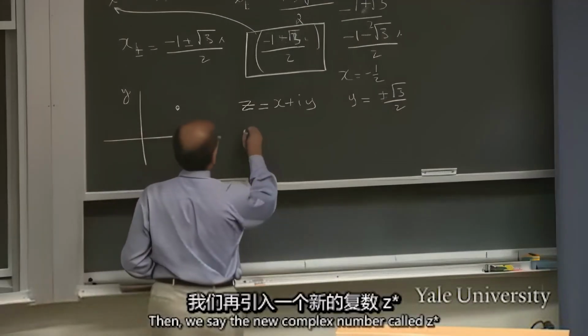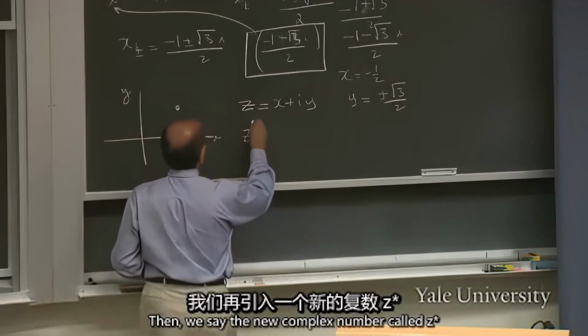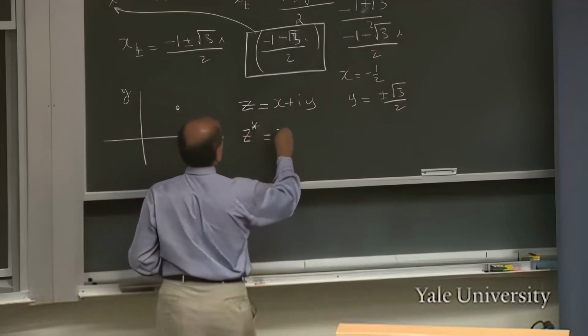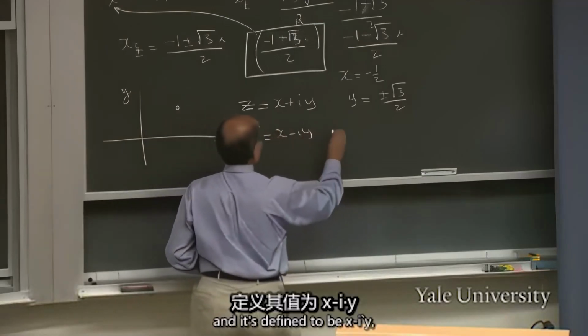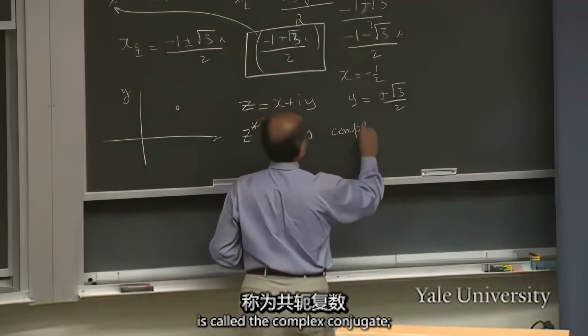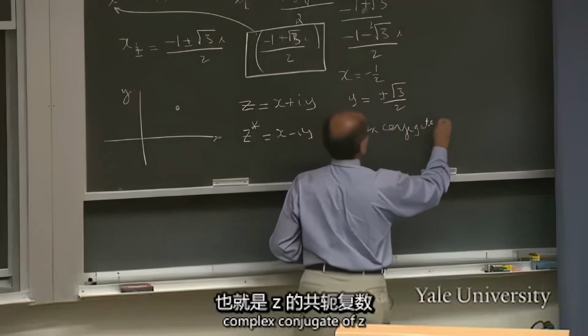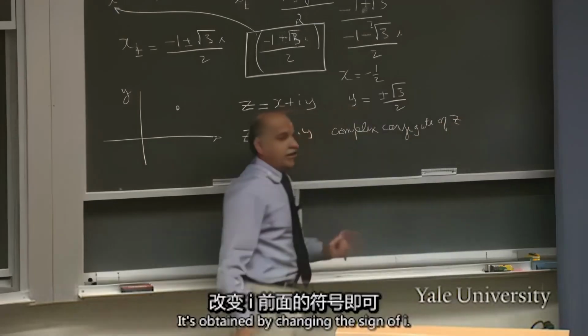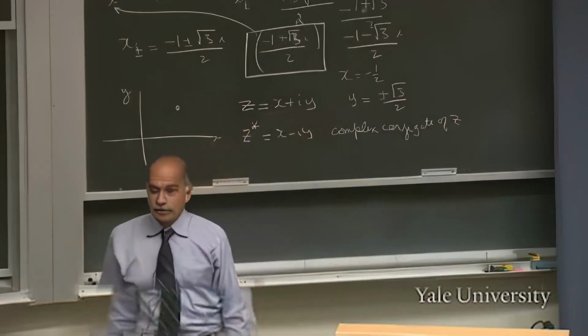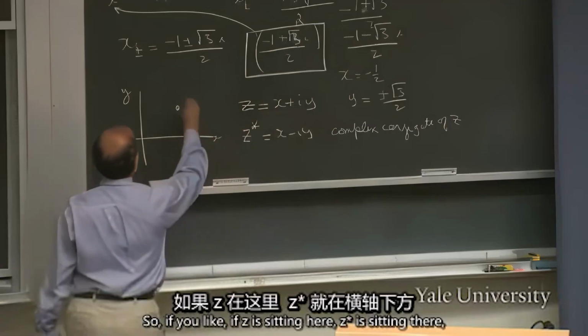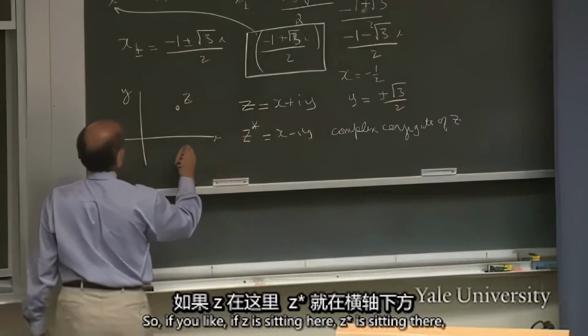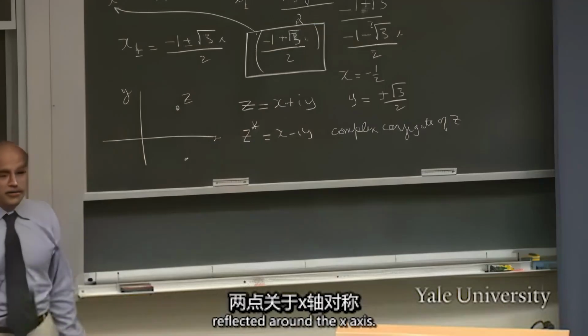Then we say a new complex number called z star, and it's defined to be x minus iy. It's called the complex conjugate. The complex conjugate of z is obtained by changing the sign of i. So if you like, if z is sitting here, z star is sitting there, reflected on the x-axis.